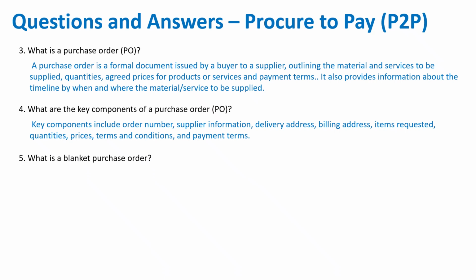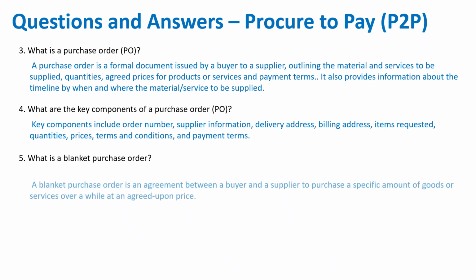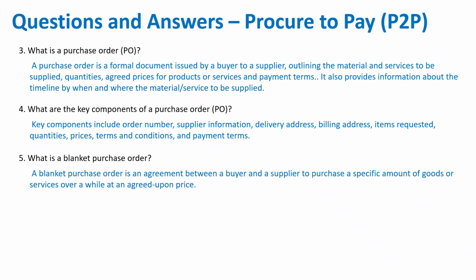Question number 5. What is a blanket purchase order? A blanket purchase order is an agreement between a buyer and a supplier to purchase a specific amount of goods or services over a while at an agreed upon price. That means you don't fix the quantity, you only fix the rate, and whenever there is a need, you will be placing the order.